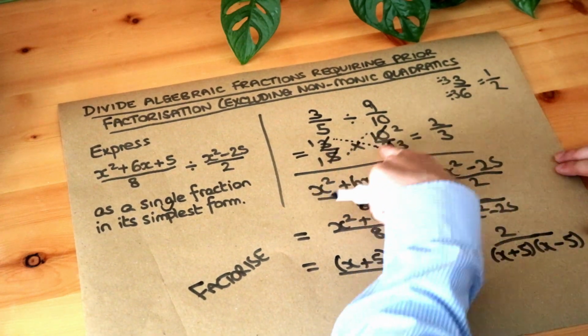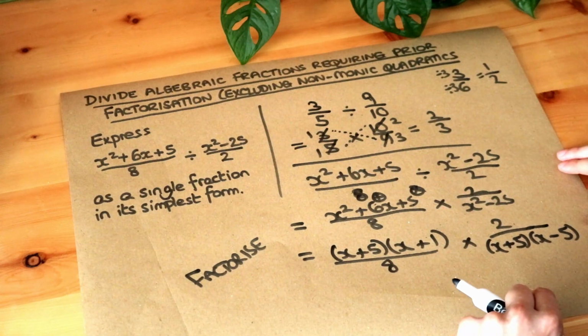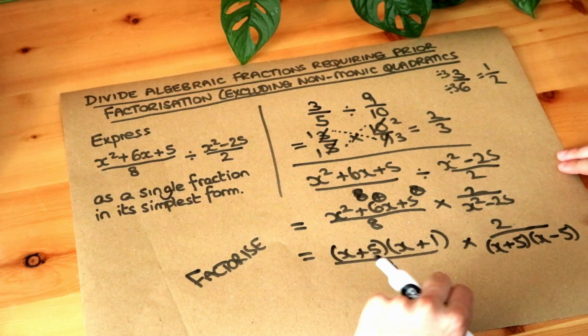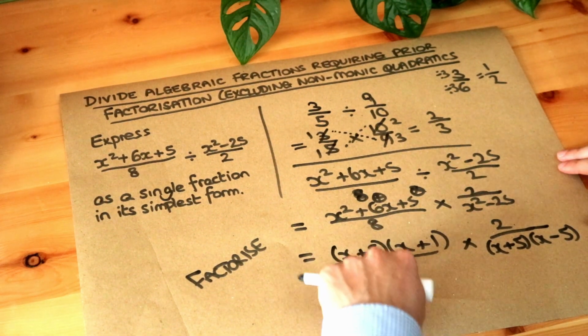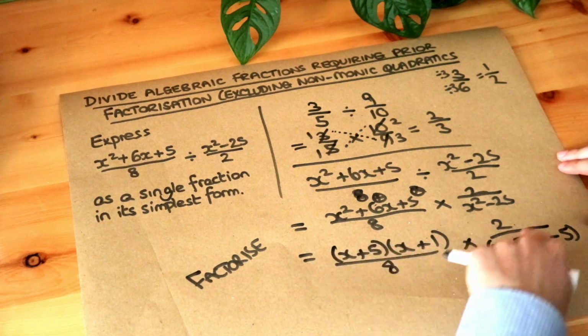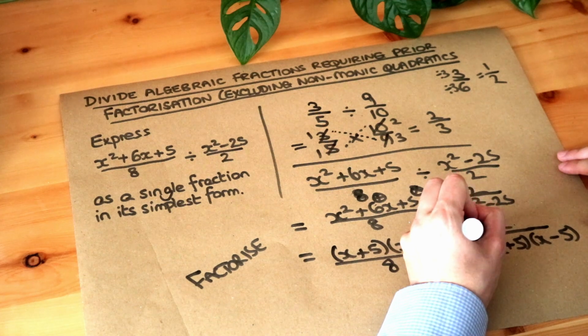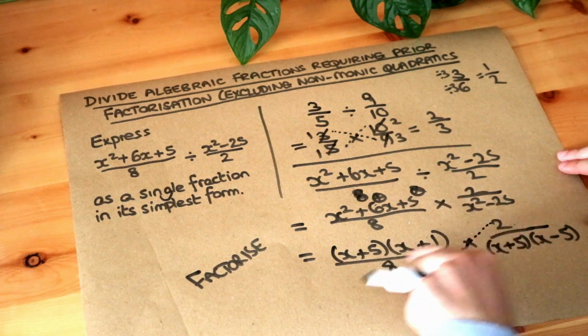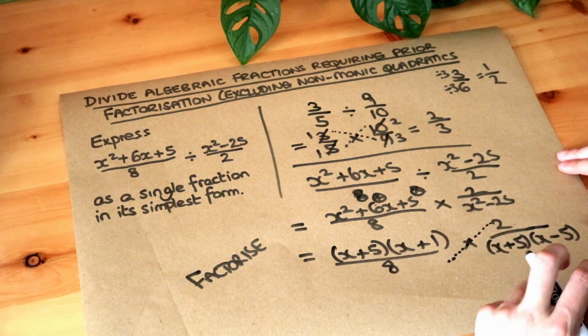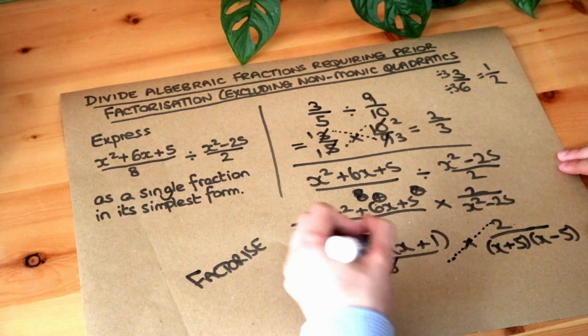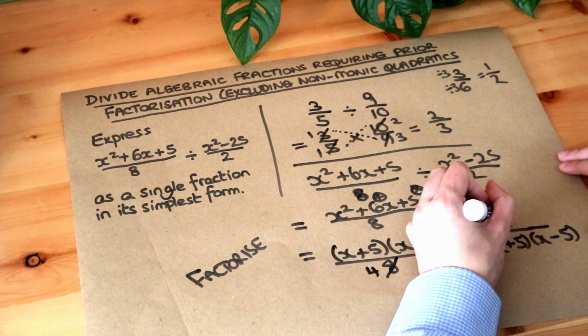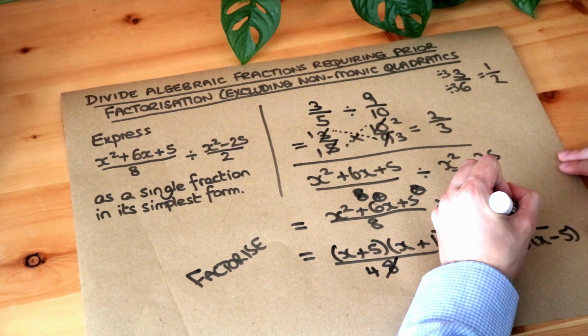Now we can do what we did up here and either cross cancel or just cancel. Well, there's nothing to cancel top and bottom here, there's nothing common to the top and bottom to divide by, the same here, but we can cross cancel. So if we look at the 2 and the 8, they're both divisible by 2, so the 8 becomes 4 if we divide it by 2, and the 2 when you divide it by 2 becomes 1.